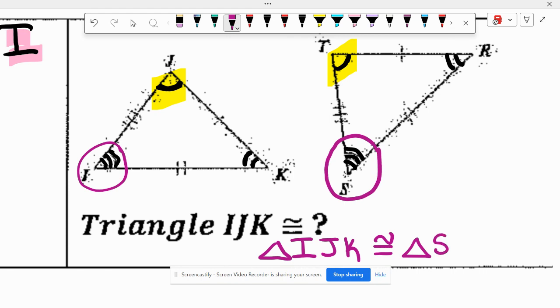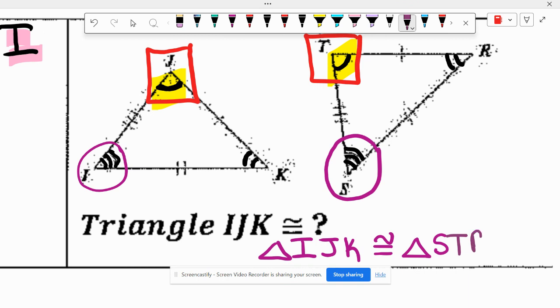S. Then the next angle that was named in this triangle is angle J. How many congruent markings does angle J have? 1. So I have to go to the angle in the second triangle that has 1 marking on it. So T. And then the last angle is the one that we haven't touched yet, R. So triangle IJK is congruent to triangle TSR. That's how we name the angles that correspond. We have to match the congruency marks.